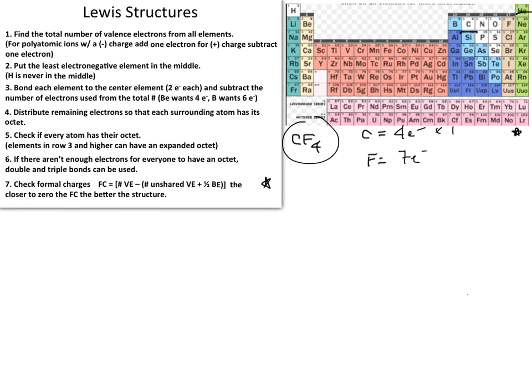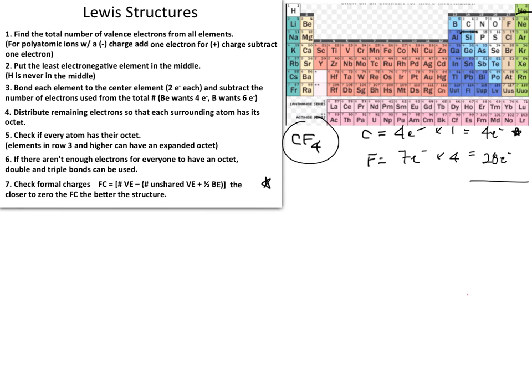If we look at the fluorine atom, we know that the subscript is 4, and we're going to multiply by 4 in order to figure out the total number of valence electrons coming from those fluorine atoms. So 4 times 1 gives me 4 electrons. 7 times 4 gives me 28 electrons. This is the total number of electrons coming from each individual atom type.